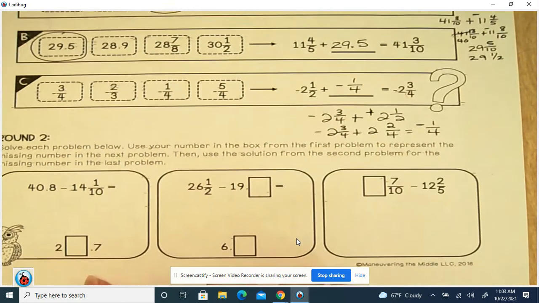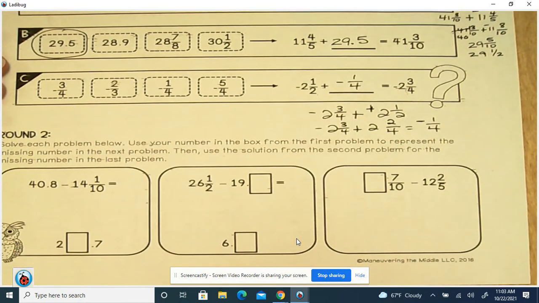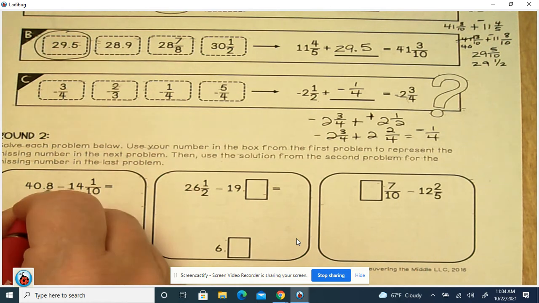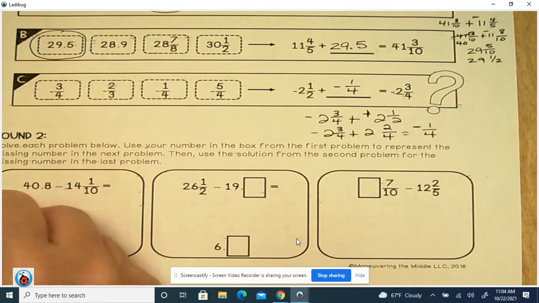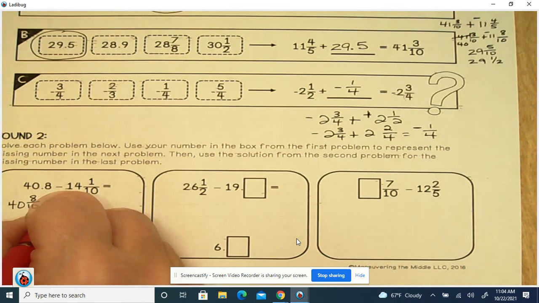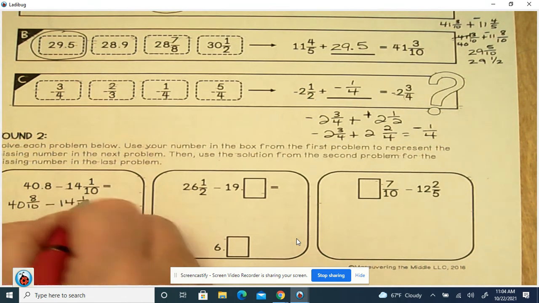All right, in round 2, solve each problem. Use your number in the box from the first problem to represent the missing number in the next problem. Then use the solution from the second problem for the missing number in the last problem. So if we do those, we're subtracting again. And that's just 8/10. So we've got 40 and 8/10 minus 14 and 1/10.